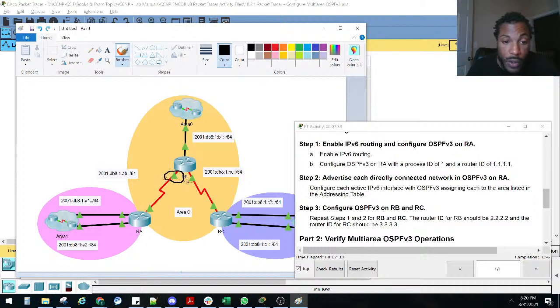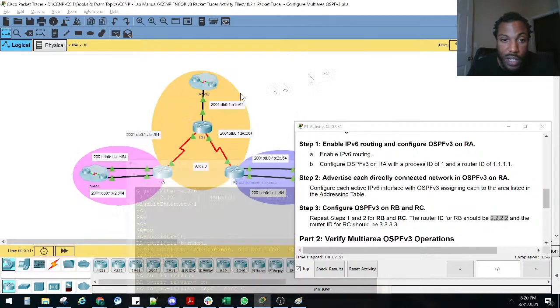So we got to do it on this interface, that interface, that interface, and give him the router ID of 2.2.2.2. Same thing with this guy, router C. That interface, that interface, that interface, and give him the ID of 3.3.3.3. I'm not going to write a whole bunch of 3s there. So that's a 2 and that's a 3, right? So let's go ahead and do that, right? Go to router B.